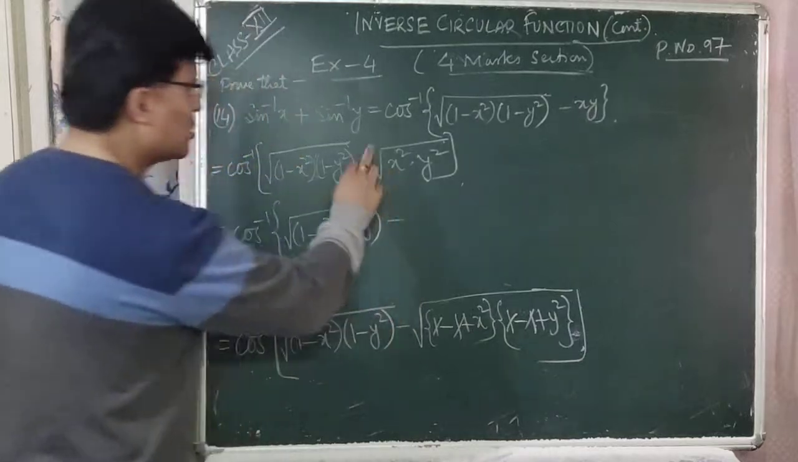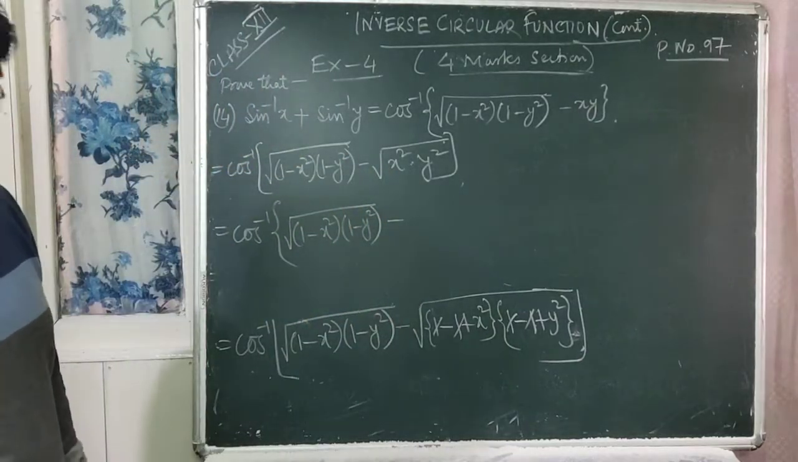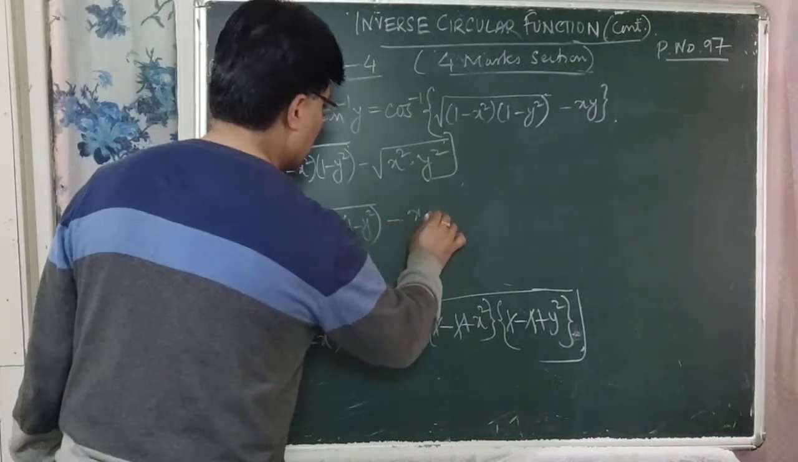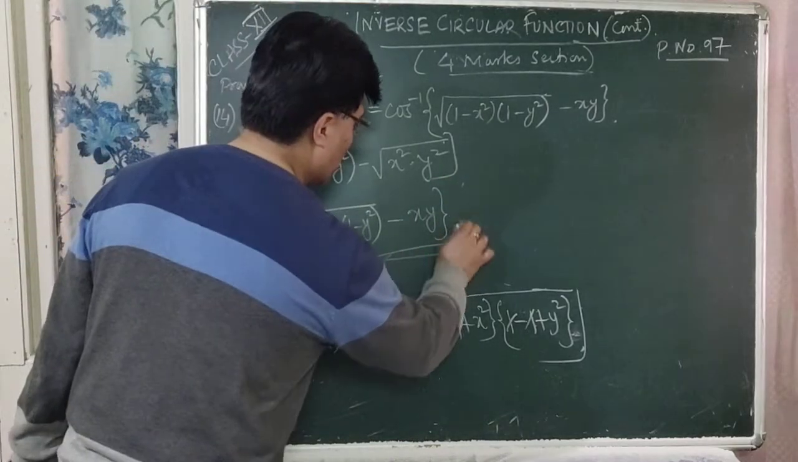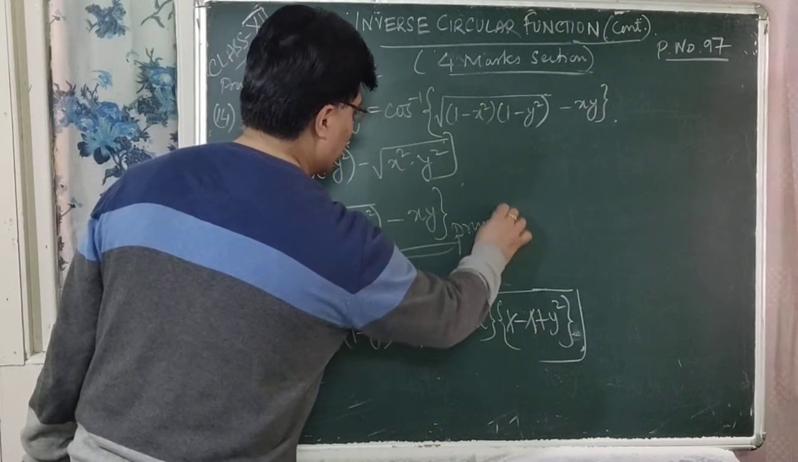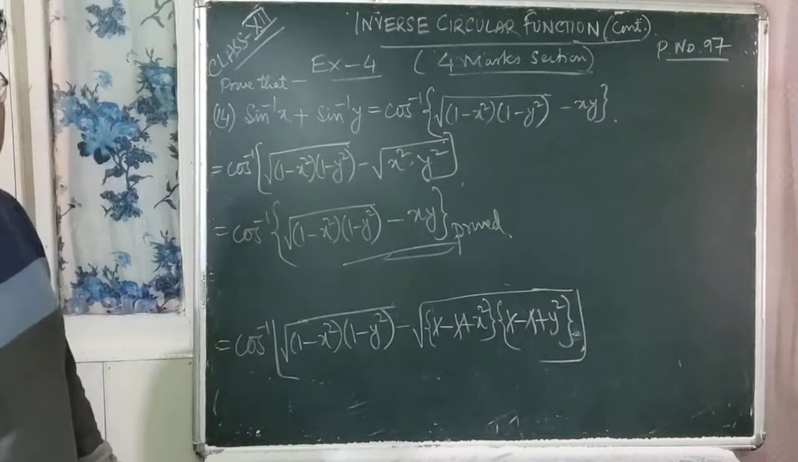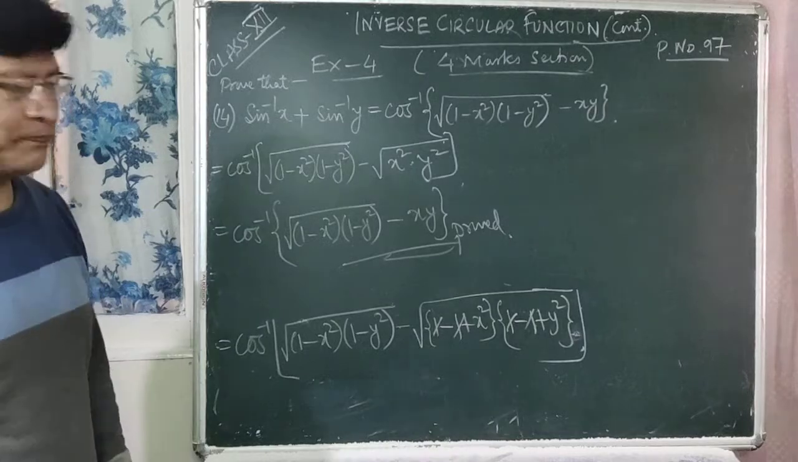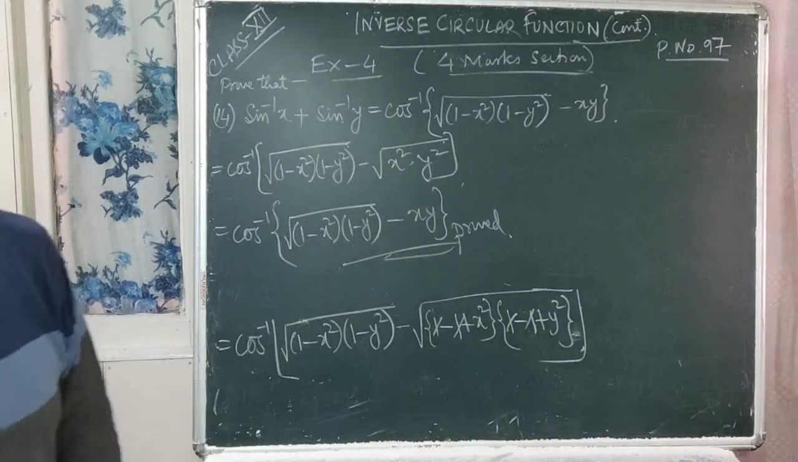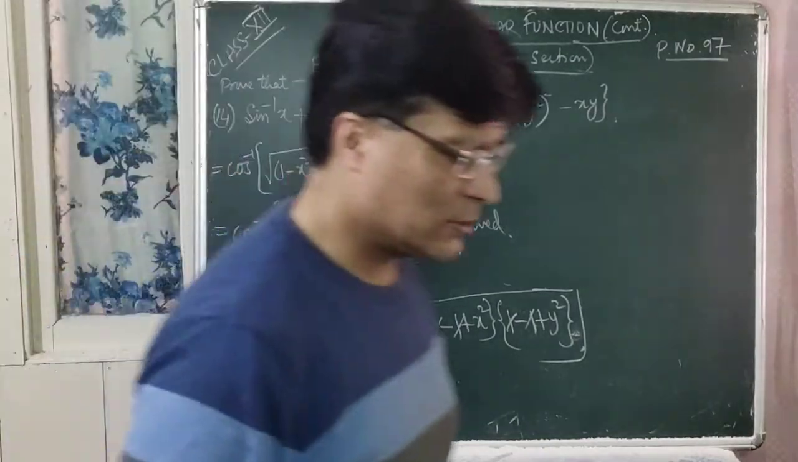And then minus, what is square root of x square y square? So it is x into y. Second bracket is closed. So which is equal to what? Right hand side. So it is proved. Understood? So we can copy it. We'll do the next question now.